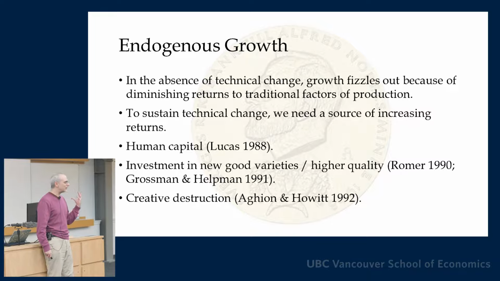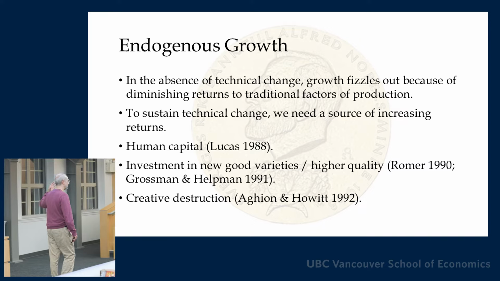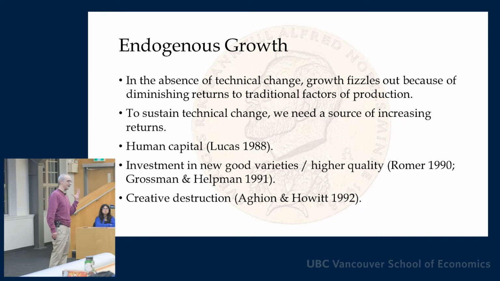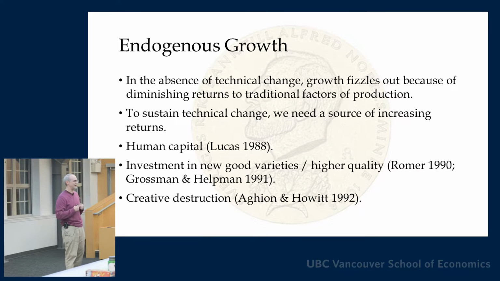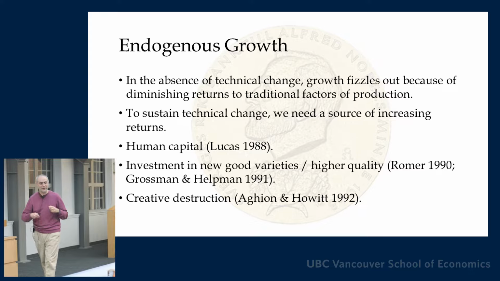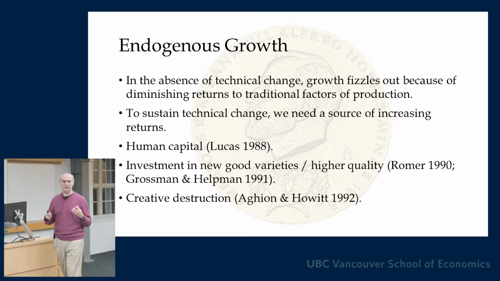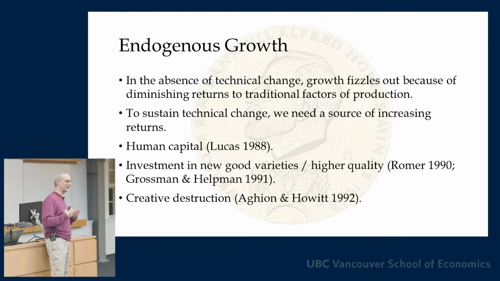And so in order to sustain that kind of technical change, we cannot get stuck with diminishing or constant returns to scale, which are the basic assumptions of these economic models. We will need something that gives us increasing returns to scale, that keeps us going, right? And so that is what the endogenous growth literature is about. What are these sources of increasing returns to scale?